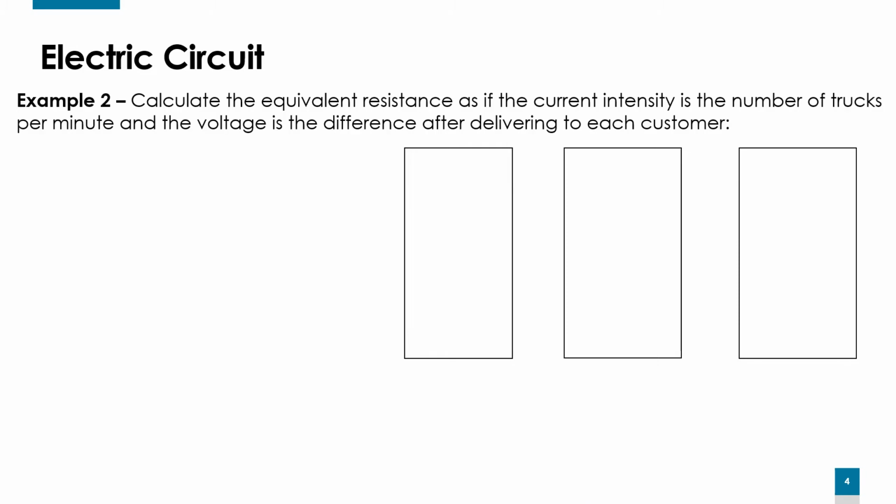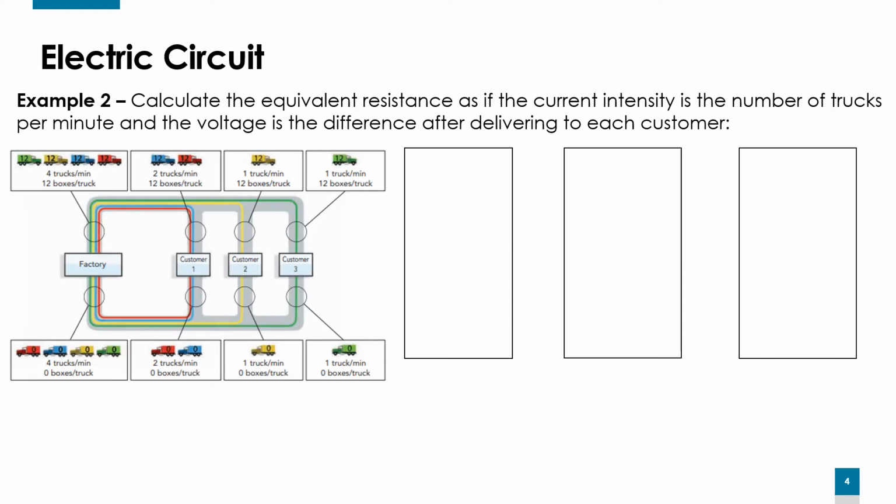Okay, so example 2. Calculate the equivalent resistance as if the current intensity is the number of trucks per minute and the voltage is the difference after delivering to each customer. So now I have a parallel circuit. First, for the first customer, let's analyze here. On customer number 1, how many trucks are delivering? 2 trucks, right? So 2 trucks per minute. So my current would be 2 amperes because I'm doing the analogy.